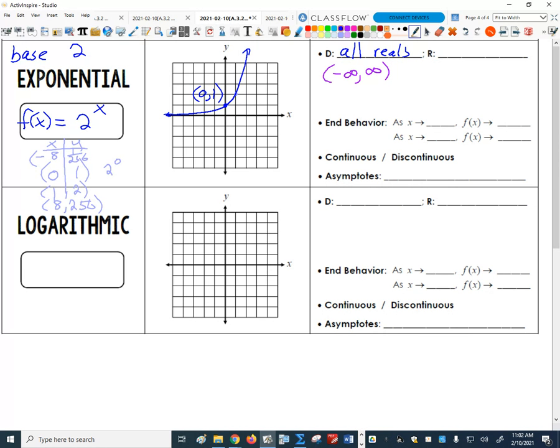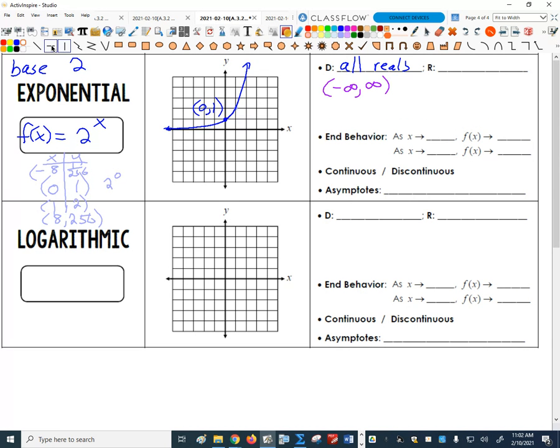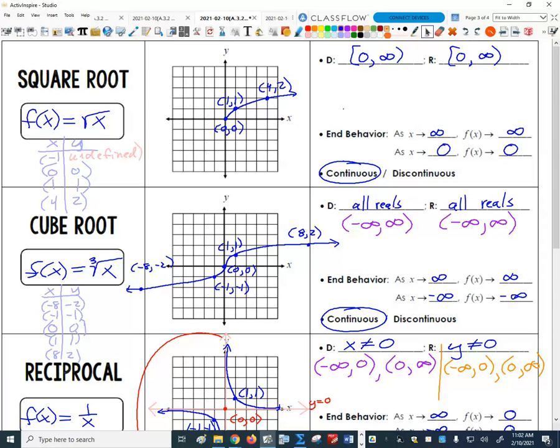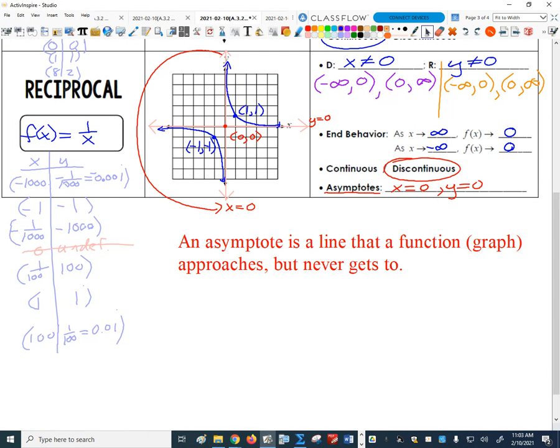Well, look, there's an asymptote, isn't there? Let's add our asymptote. That helps. There's an asymptote on the x-axis, right? Well, it's the x-axis, so that's just the line y equals 0. That's the equation of our horizontal asymptote on the x-axis. Remember what an asymptote is. An asymptote is just a line that a function approaches but never gets to, right?